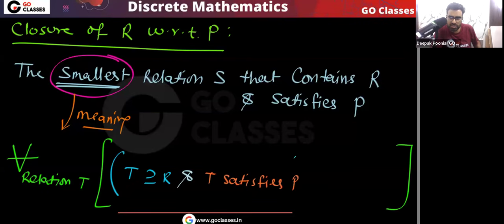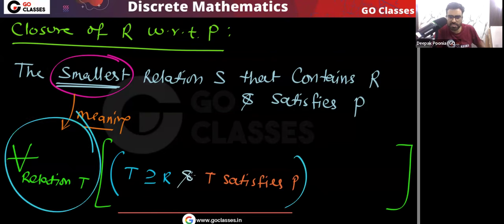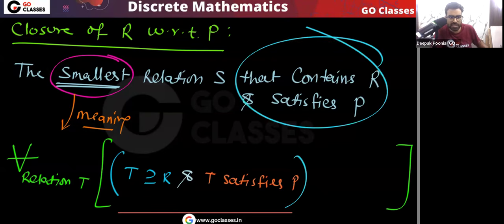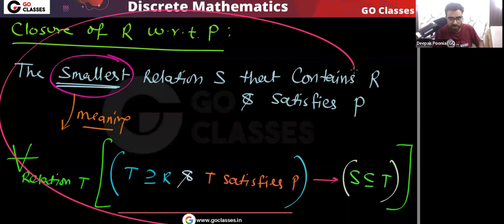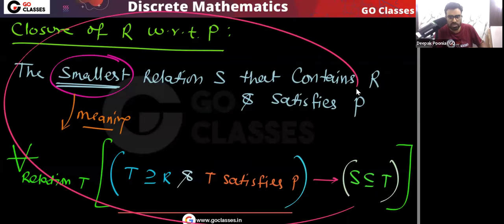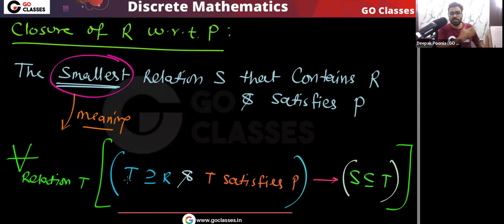Okay, so you can see for all such relations which have these two properties, what must happen? This S must be the smallest, which means this S must be a subset of T. This is the meaning of smallest. Now this is the perfect definition, and every question you can solve using it. This is the formal definition. I hope you understood this.